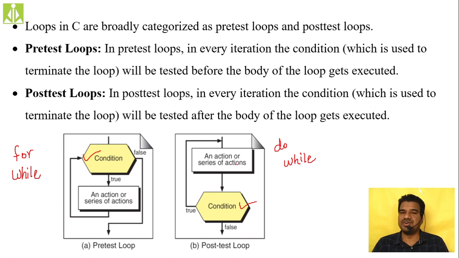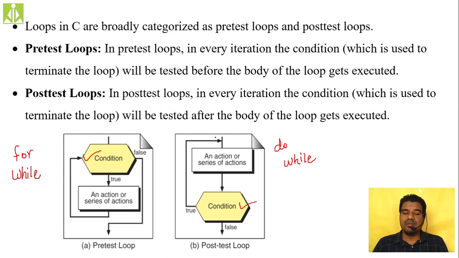Let us assume in the first iteration the condition is false. Then what will happen? Here we are checking the condition after executing the body. So in post-test loops, even if the condition is false in the first iteration itself, the body of the loop executes at least once. The reason is that the condition is tested only after executing the body.